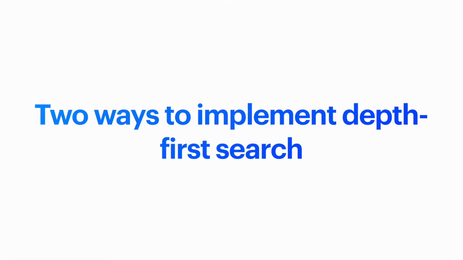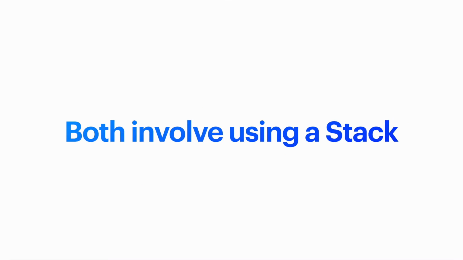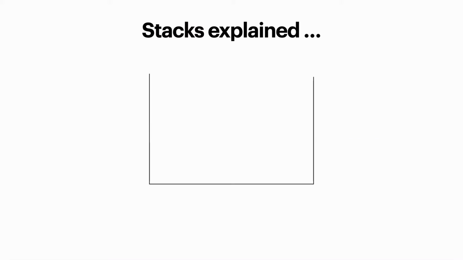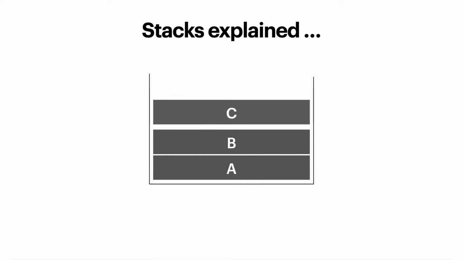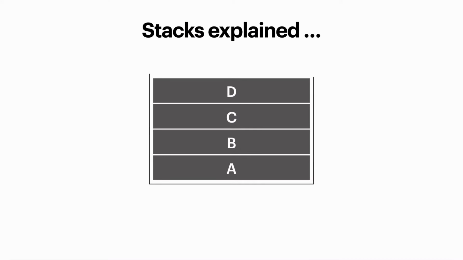So there are 2 ways to implement a depth-first search. Both involve using a stack. If you don't know what a stack is, you can click on the card on the screen to learn more about that. But just as a quick recap, stacks are LIFO data structures. They're a way to store multiple different items, so we can store A, B, C, and D, and we do that by pushing items onto the stack.